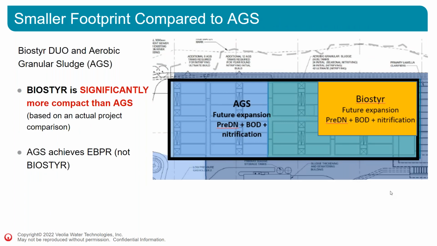This is a footprint comparison with the aerobic granular sludge. So the Biostyr is way smaller than the aerobic granular sludge. Once again, you might need to add a little footprint for the ballasted flocculation for P removal, which is removed with the AGS, but Biostyr plus ActiFlow will still be smaller than using AGS.